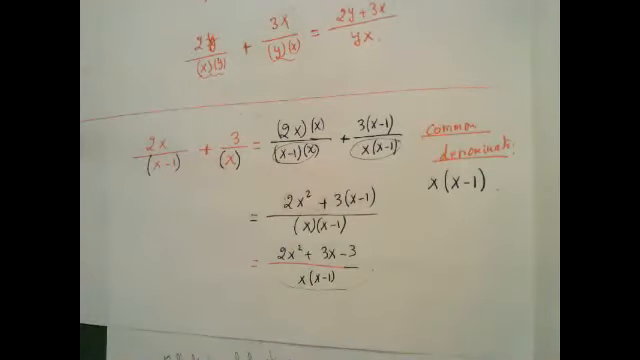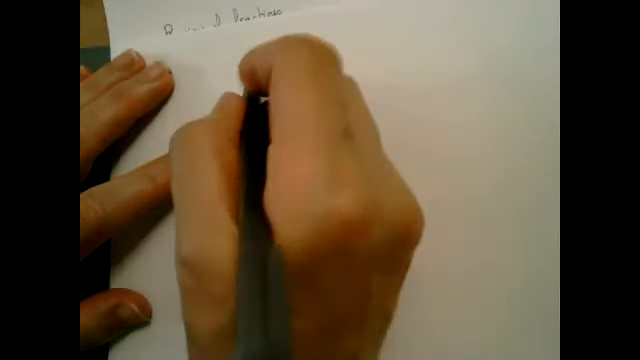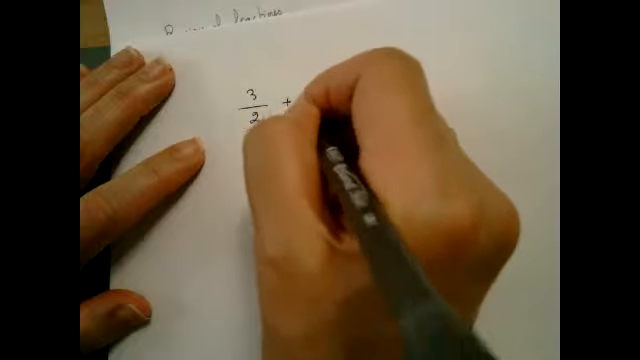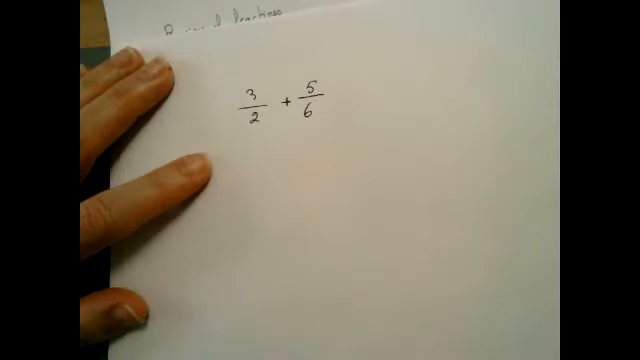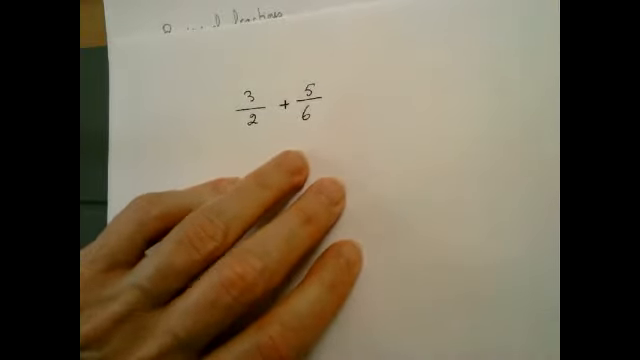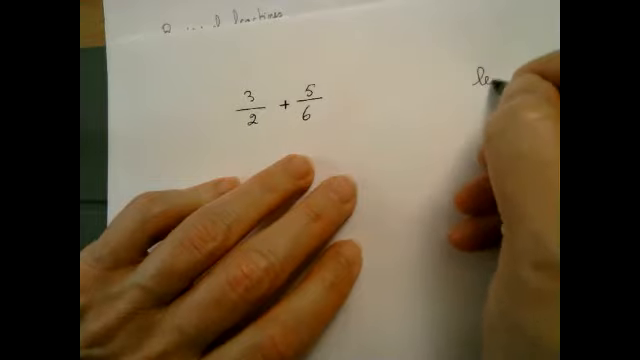So let us keep going along the same line. Let me ask you this question and 2 more questions with adding, and then we proceed to the rest. Suppose I give you 3 halves and I add to it 5/6. Very simple problem. What is the common denominator in this situation, or the least common denominator?